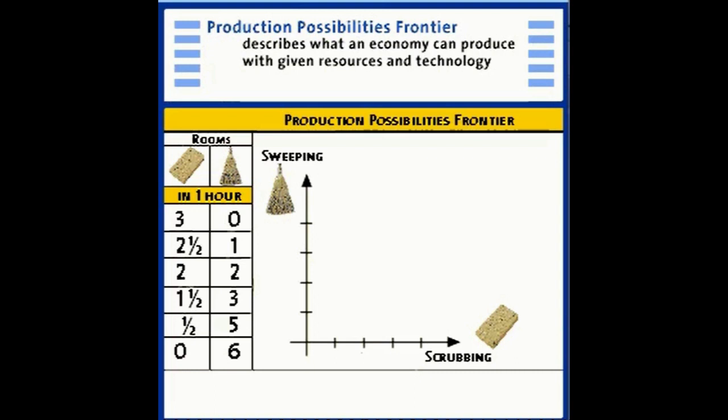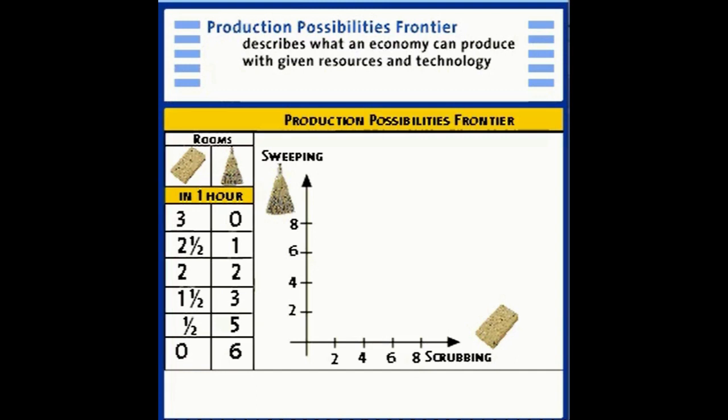I could go ahead and put the numbers in to calibrate the axis. So let me do that just to make things nice and neat. Here's 2, 4, 6, 8, and so forth. And down here we have 1, 2, 3, 4, 5, 6, and so on.